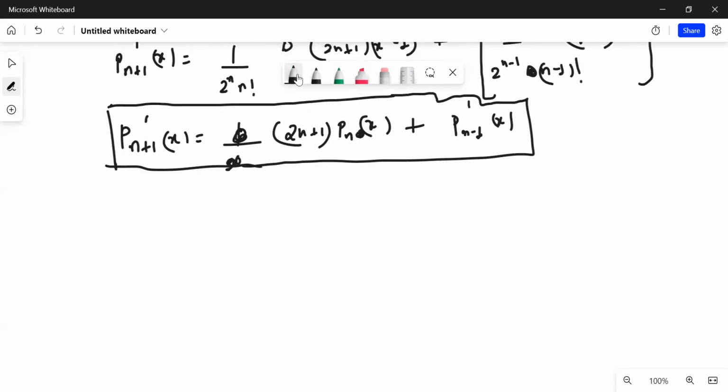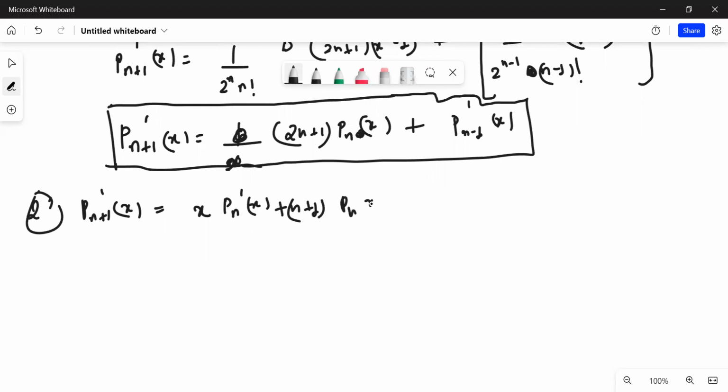Another recurrence relation can be, for example, one can ask you, let's say, what is P_{n+1} dash x? Prove that it is equivalent to writing P_n dash x plus n plus 1 P_n x. So for this, I'm going to use Rodrigues' formula, and also Leibniz's formula. So what I'll do, I will simply write what is my P_n dash x. So once again, I'm going to write P_n dash x.